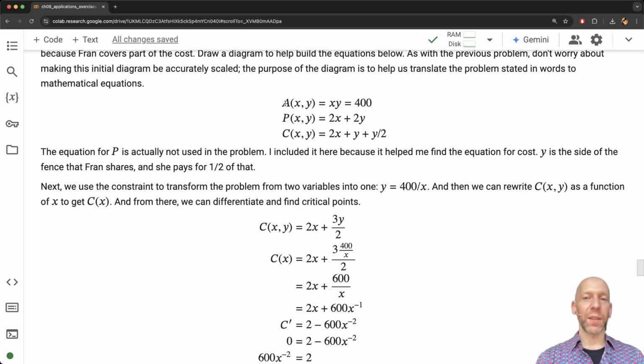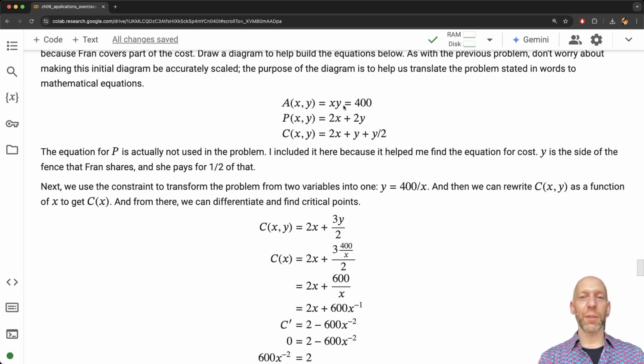But I wrote down the formula for area and the formula for perimeter because it helped me come up with function c. And that is just an important thing to keep in mind about solving these kinds of word problems. Just write down lots and lots of equations, write down formulas and numbers. Even if they're not relevant, they might help you figure out what is the real function that you need to optimize for.